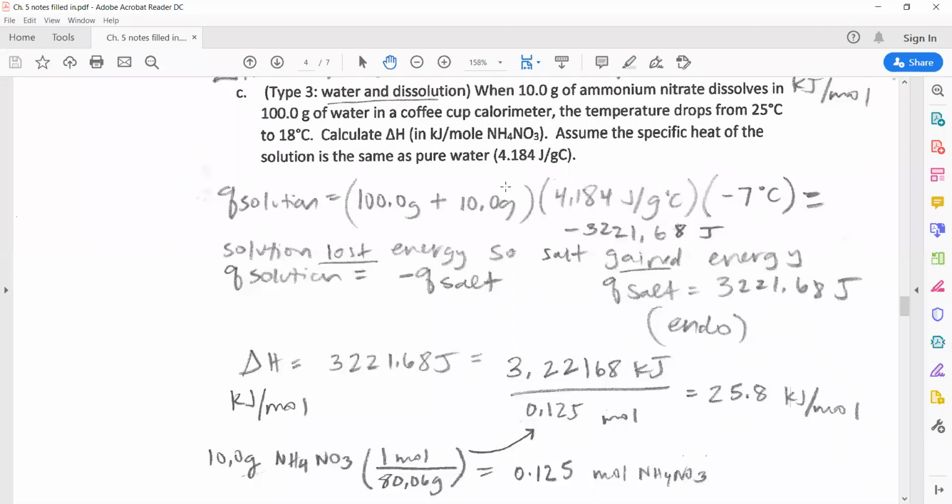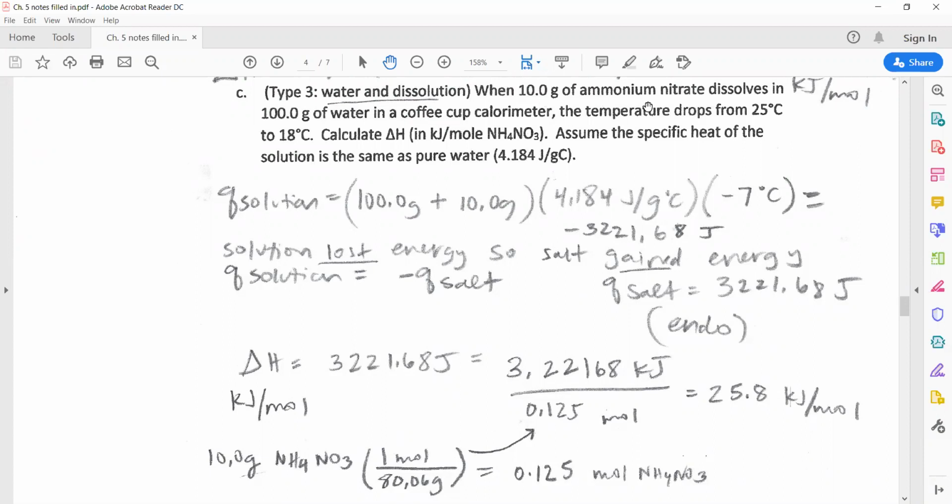If the water's temperature goes up, that means the water has absorbed energy, and therefore the salt must have released that energy. Or the opposite, if the water's temperature goes down, that means the water lost energy. The water can only lose energy if the salt absorbed energy and took in energy when it dissolved. So let's try to look at an example.